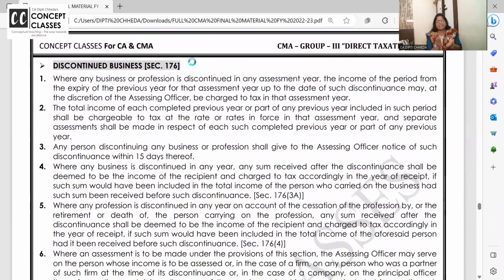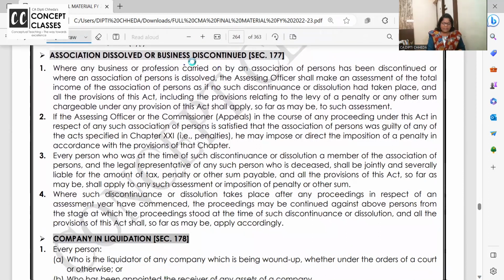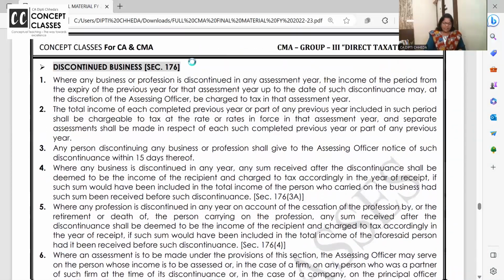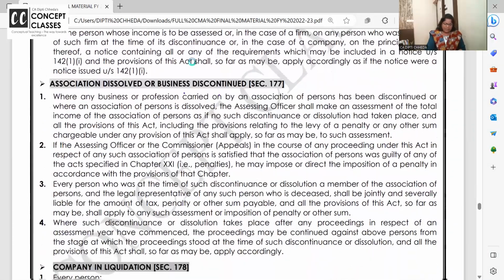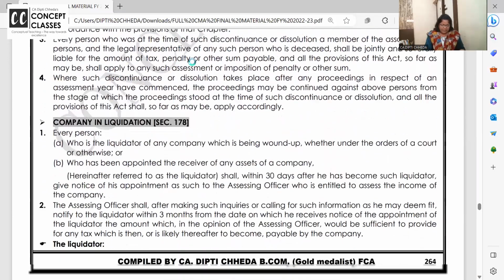Discontinued business. When a business is closed, don't wait till next year. They can file the return now only. Association dissolved or business discontinued. Same. Okay, right. So these are the cases. Business is discontinued or associations हैं कुछ, तो वो अगर खत्म हो रहे हैं तो they need to file. कुछ group of people have come together for a social work and all, and now they are closing. So they need to file their return.